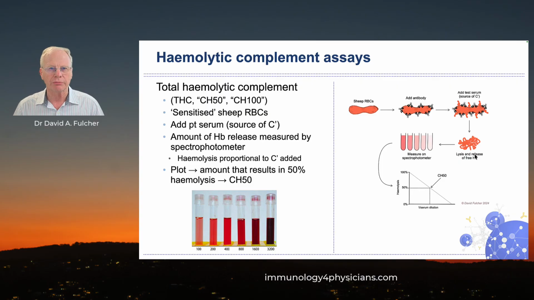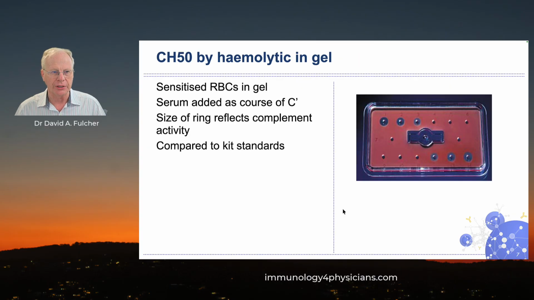The more complement, the more lysis of these red cells, the more colour on a spectrophotometer. You plot that down and you find the dilution that gives you 50% lysis of all the red cells that you started with, and that is the CH50, and that's where the name comes from. Well, you would go mad if you're a laboratory scientist doing that every day of your life, so we have come up with better ways of measuring this.